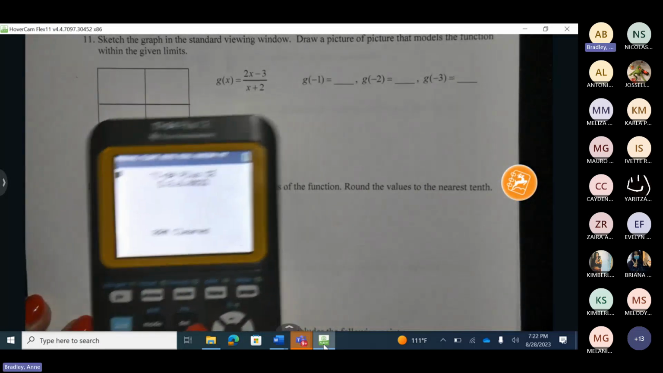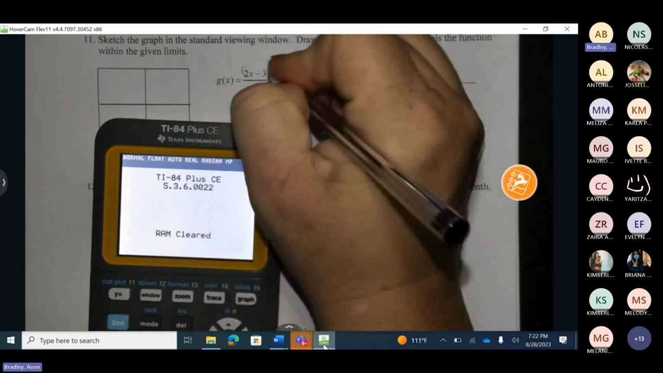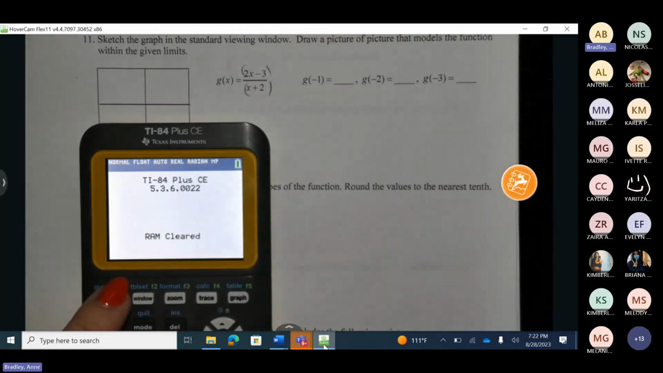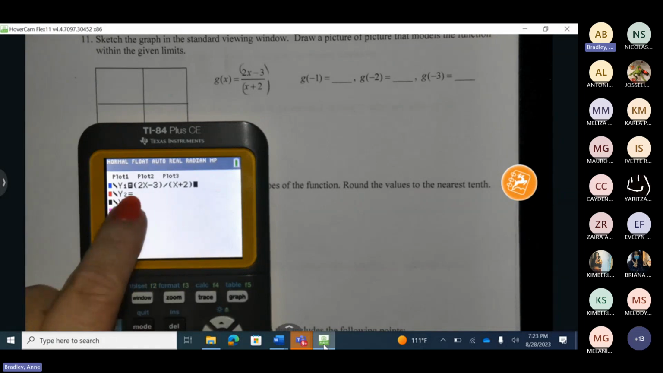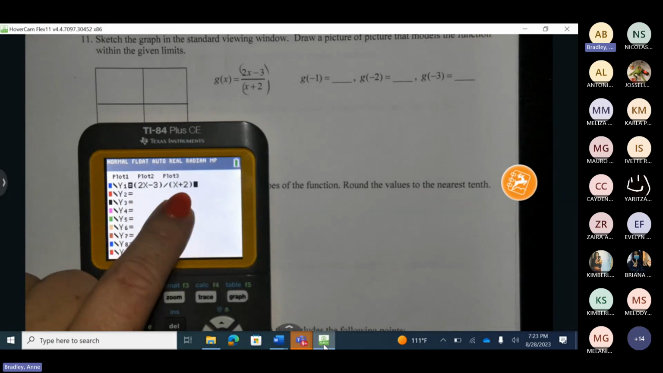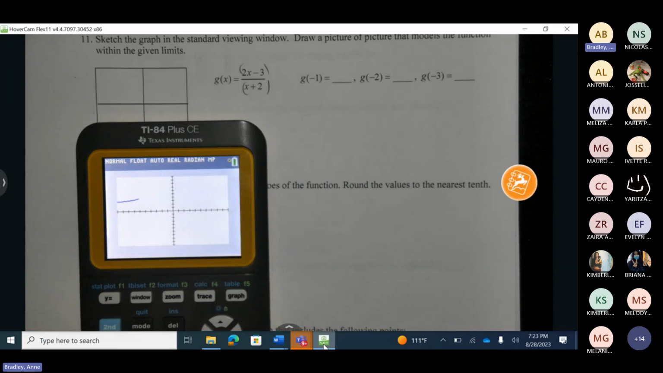Okay, we've already done a problem like this, but I know a lot of times that students struggle. Remember to always put parentheses when you plug it in. I clear the calculator, I come back, I have 2x minus 3. Whoa. That's what happens when you rush. Divided by x plus 2. So thank you for letting people in as they enter. So I have the function and I hit graph.